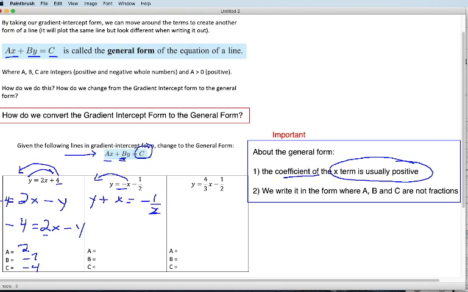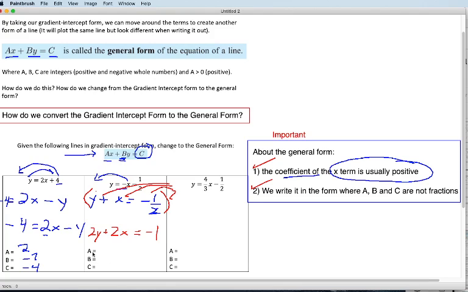And now what I want to do is get rid of these fractions. So if I multiply this whole equation by 2, everywhere in here, in here, and in here, well, 2 times -1/2 gives me -1, so I get rid of my fraction. 2 times x is 2x, and 2 times y is 2y. So ta-da! I have a positive x term, and I've gotten rid of fractions.